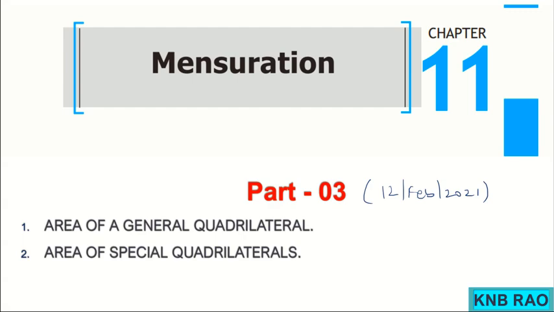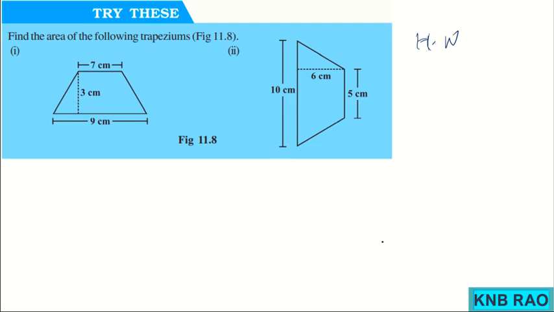Coming to today's session, I gave you homework yesterday. First, let us solve that. Here, the homework is a question on finding area of a trapezium. You know, area of a trapezium is found using the formula half of the distance between two parallel sides, which we call height, into the sum of parallel sides.